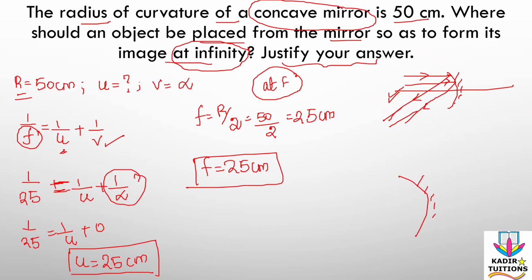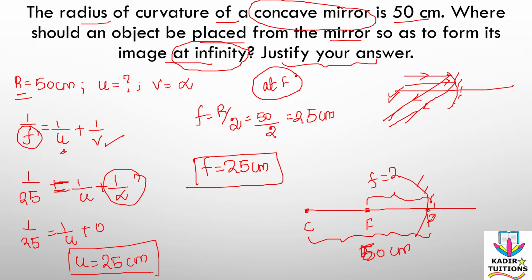So I'll be having a concave mirror like this. Here this is our pole, here is going to be the focus, and this one is the center of curvature. From C to P it is the radius of curvature, which is 50 centimeter, and we found the focal length. Focal length is what? From focus to pole. So f equal to 25 centimeter. So at this point, at focus only, we are keeping our object. When this object is sending the incident ray which is incident on the mirror, the reflected ray is going to come over here.